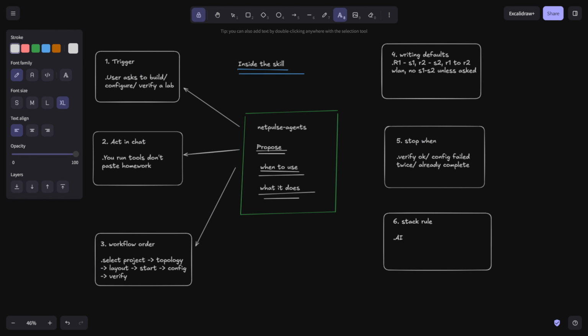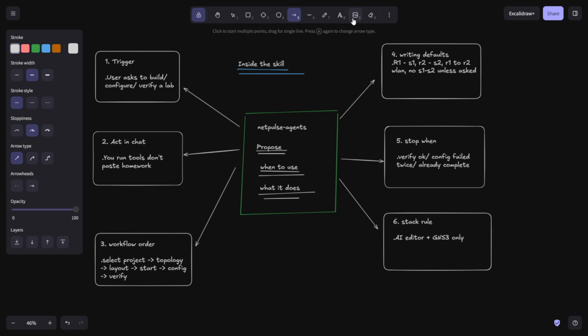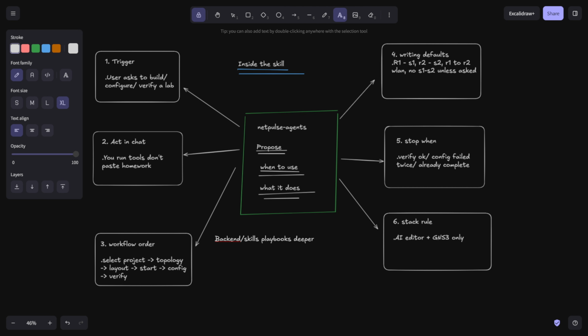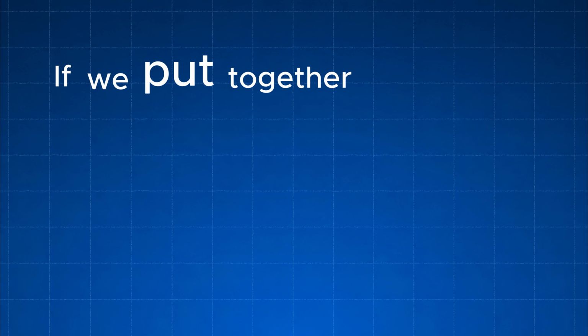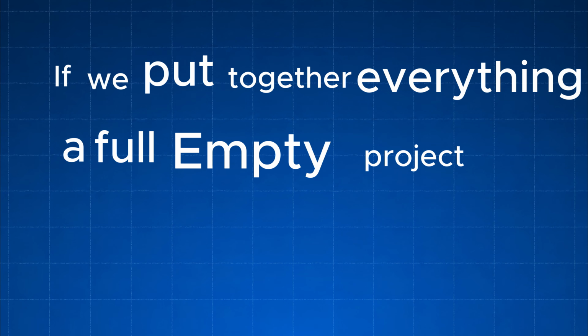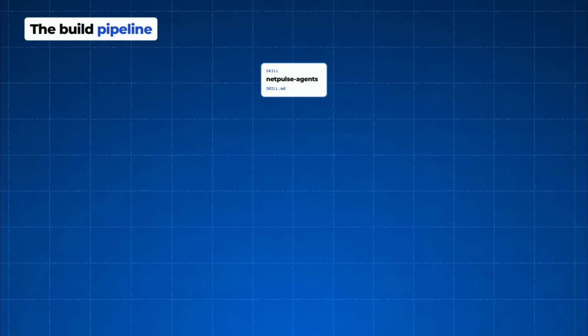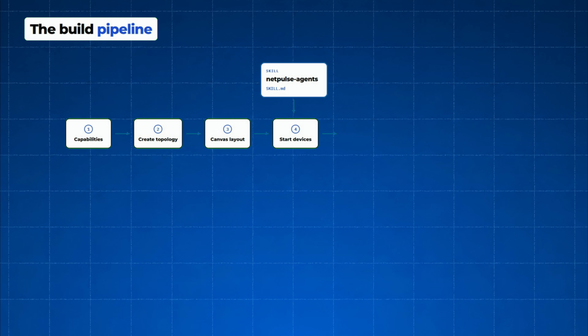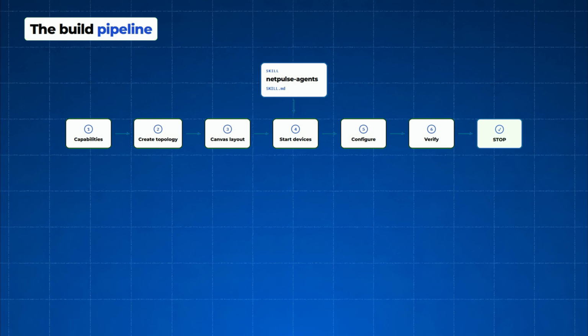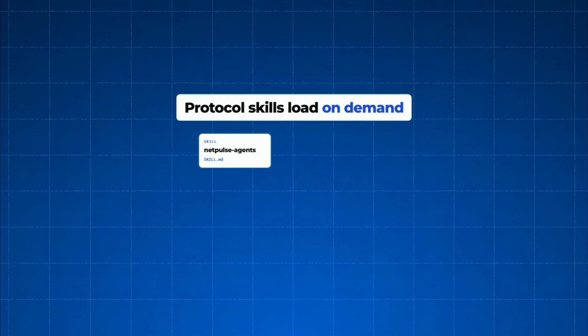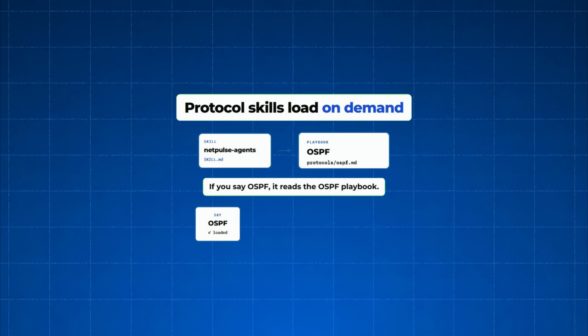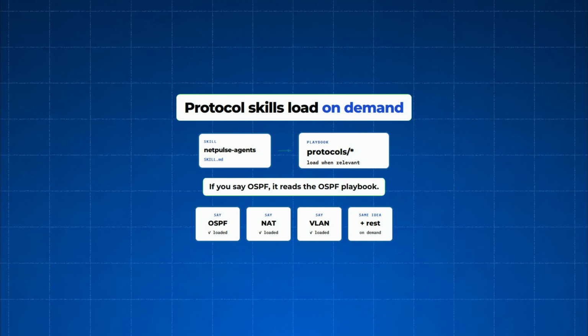And finally, the stack rules. AI editor plus GNS3 only. No fake front end, no calling OpenAI APIs for this path. So if we put everything together, a full empty project build looks like this. Check capacity, create topology, lay out the canvas, start devices, wait for the CLI, configure routers, configure hosts, verify the network, then stop. Protocol skills load on demand. If you say OSPF, it reads the OSPF playbook. Same idea for VLAN and the rest.